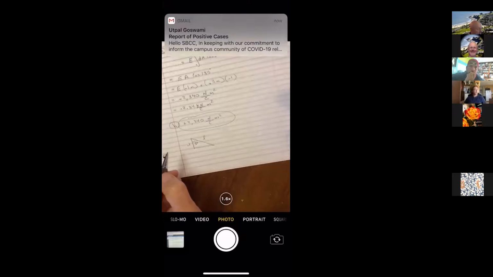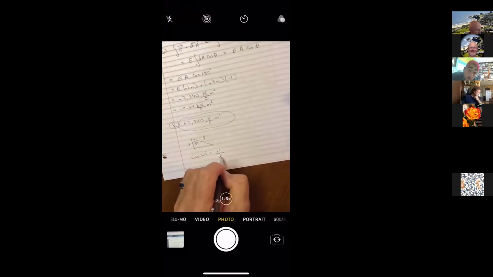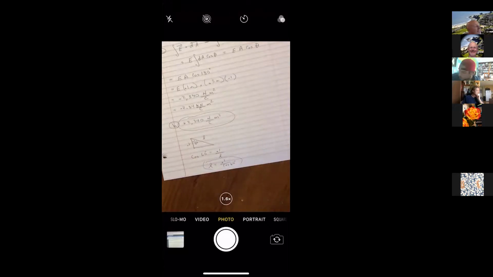So cosine of 60 degrees is 0.1 over L. Rearrange it, and I get L is 0.1 over cosine 60 degrees. Oh, I see. So just some trig. Got it. Cool. So it's doing a little trig to figure out what L is. I'm going to try practicing watching for equal amounts of electric field coming in and out.